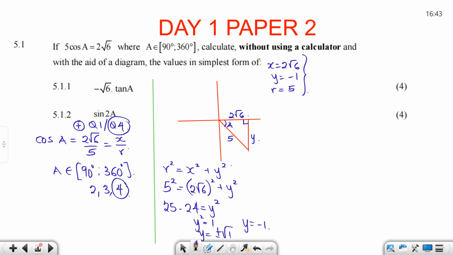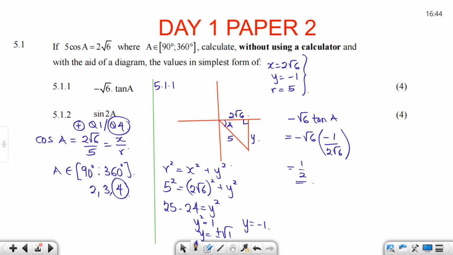Now you see 5.1.1. I've already started 5.1.1 here by doing that routine step. What are we looking for? Negative root 6 tan A will be equal to what? What is tan A? Tan is opposite over what? Adjacent, or Y over X. And what are Y and X? Negative 1 over 2 root 6. Negative will give me a positive. Root 6 divided by root 6. What am I left with? 1 over 2.